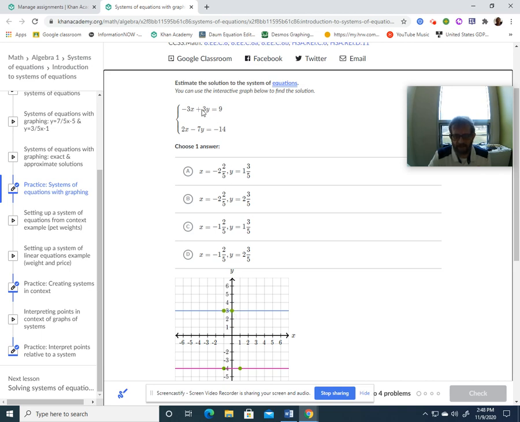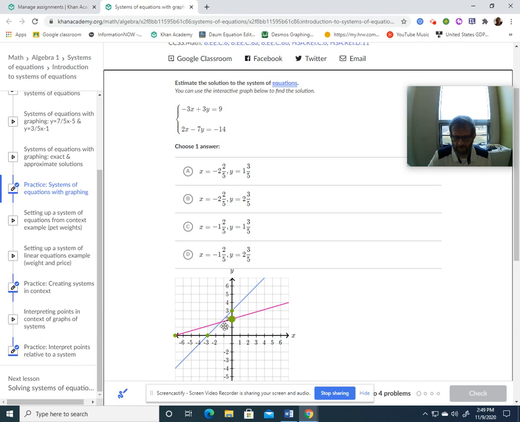Now if this is 0, then negative 3 times negative 3 is 9. So it goes through the point negative 3, 0. So there's the graph of the top one. The bottom one, again, the intercepts come out nice. If this isn't here, then negative 7 times 2 is negative 14. So that goes through the point 0, 2. If this isn't here, it goes through the point negative 7, 0, like that.